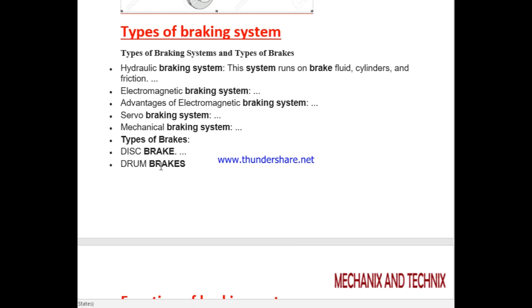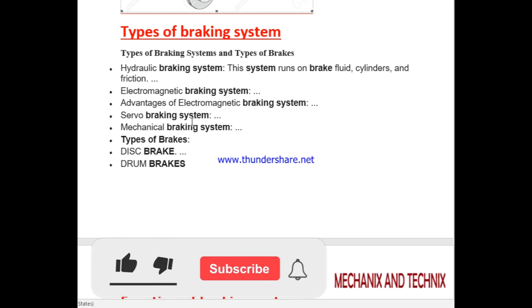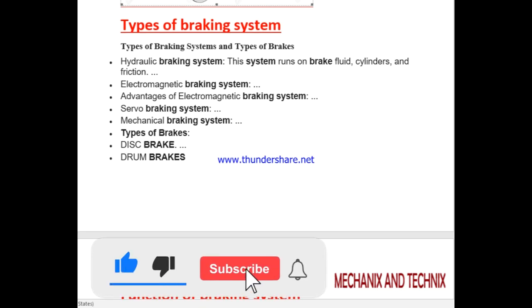You have to remember these types of braking system: disc brake and drum brake. Those are the types of braking system. I think this point is very clear. So let's continue.